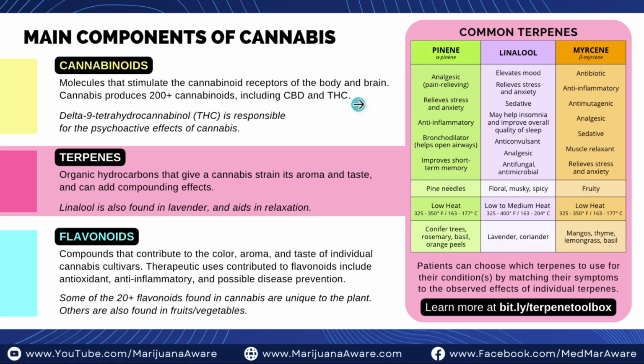We talked about those cannabinoids, which are like our Legos. They have different shapes and they bond to our receptors. But what are they bonding? What are they doing? They're introducing terpenes and flavonoids. Very specifically, terpenes give you the medical value of cannabis.